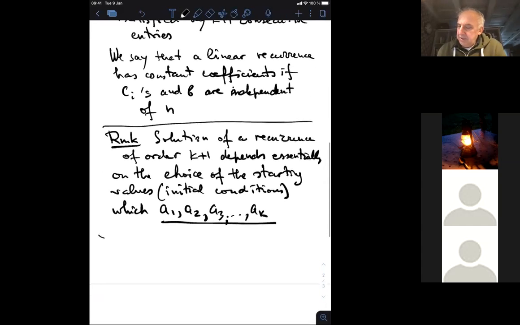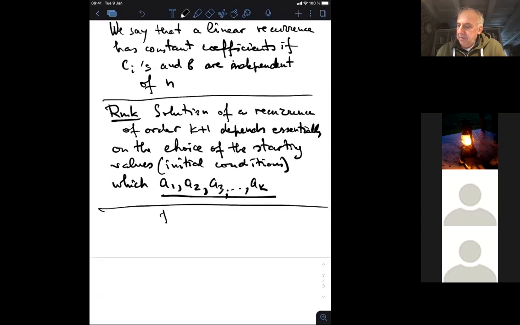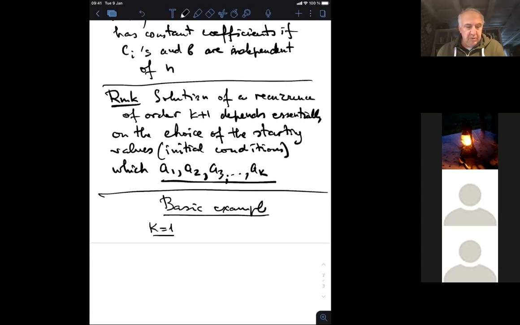Okay, so let me start with a very basic example. It's really quite trivial. So we'll be talking about k equals 1, which means that the next entry in our sequence is just a certain function of one previous guy, just one. Okay, so we'll think about geometric progressions here.